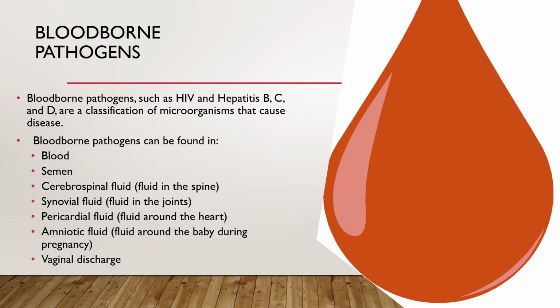I'd like to spend a little bit of time talking about bloodborne pathogens. This is probably not a new term for you. Bloodborne pathogens such as HIV, hepatitis B, C, and D are classifications of microorganisms that cause disease. They can be found in blood, sebum, cerebral spinal fluid, which is the fluid in the spine, synovial fluid, which is fluid in the joints, pericardial fluid, which is fluid around the heart, amniotic fluid, which is the fluid around the baby during pregnancy, and in vaginal discharge.